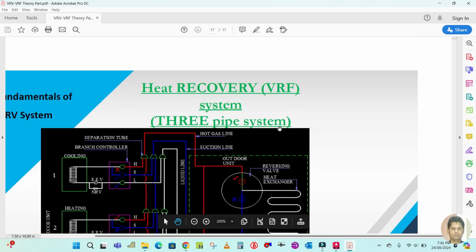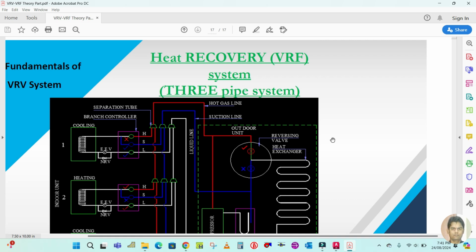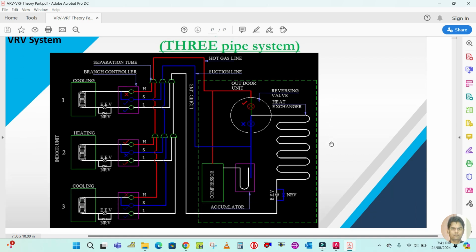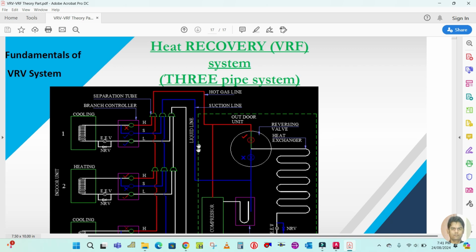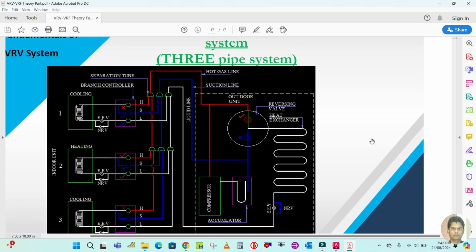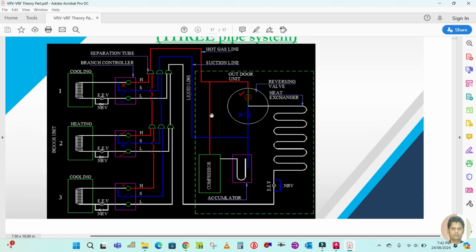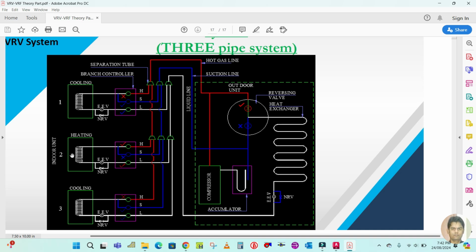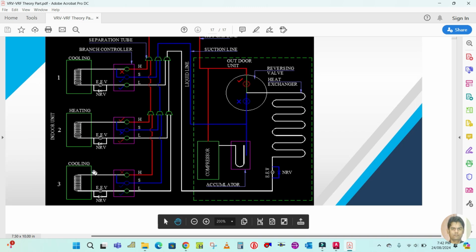This is the example for the heat recovery system, the 3 pipe system. In this heat recovery system, 3 pipes can be used. You can see the 2 pipes here, and here is the branch separation tube, and from here the 3 pipes are there. In this system, you can run the machine in cooling and heating mode at the same time. You can see one indoor is running in cooling mode, the second one in heating mode, and the third one in cooling mode.